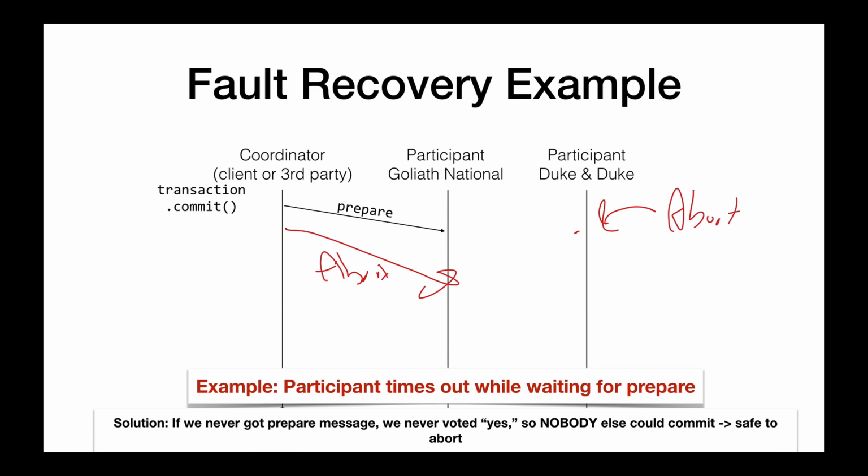So what's key here is if we didn't vote yes, we can abort, and then we can rely on the coordinator eventually figuring out that things didn't happen, it can abort too.